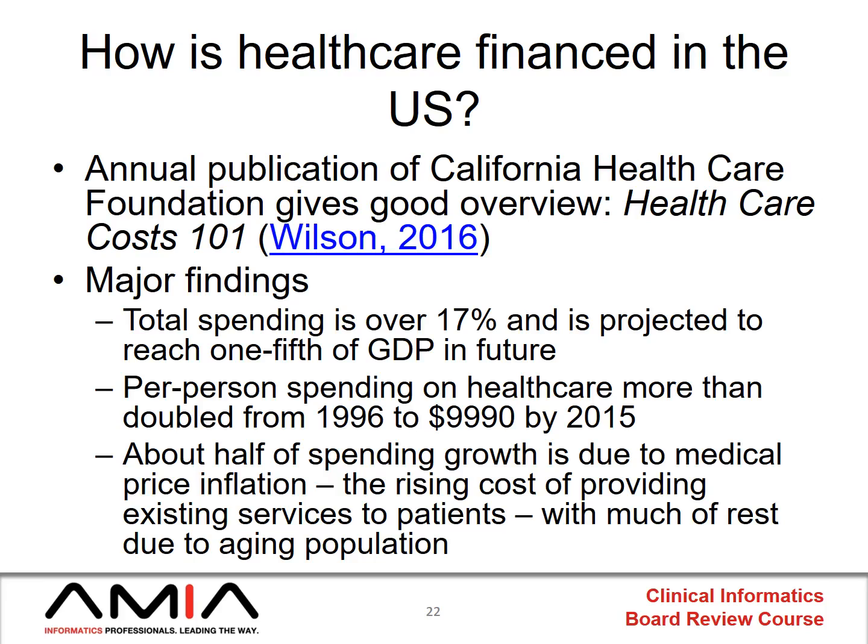Per person spending on healthcare has more than doubled since 1996 to nearly $10,000 per person by 2015. About half of the spending growth is due to medical price inflation, the rising cost of providing existing services to patients, with much of the rest of the increase in cost due to the aging population.